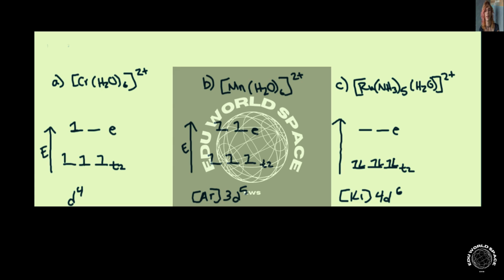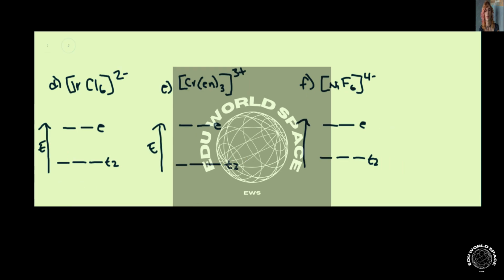For parts D through F, we'll go to this second page where we have this 2- complex with an Ir, which tells us from the question it's a low spin complex. And so we have to determine the number of electrons in the d orbital. For Ir, our electron configuration starts with Xe, and then we have the 4f14, and then we have 5d5.